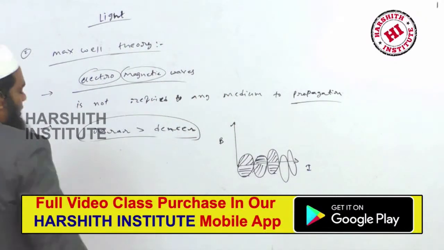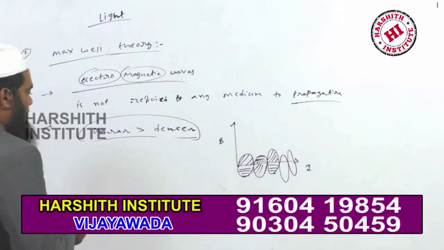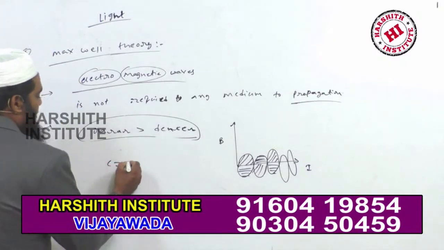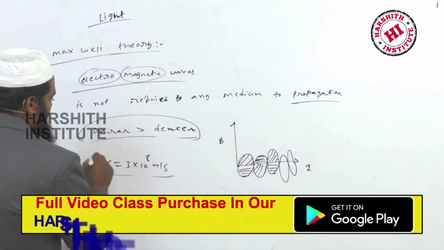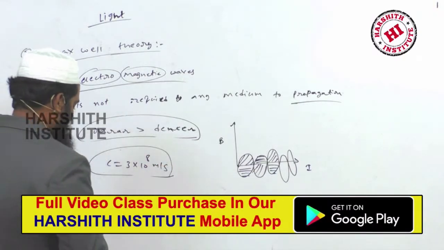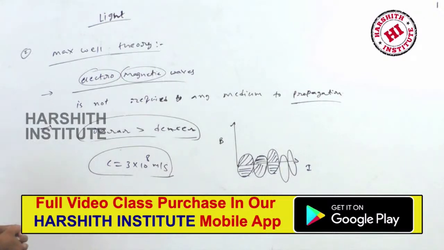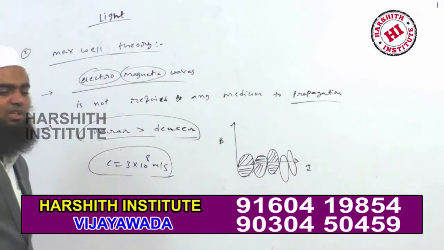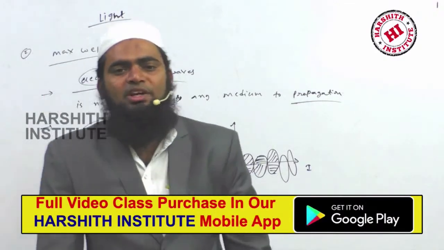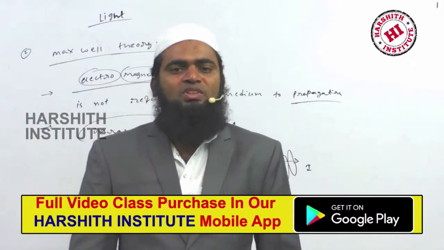The velocity of light in vacuum, C, has a value of 3 into 10 power 8 meters per second. This is the maximum velocity of light in vacuum. If the medium is changed, the velocity also changes. It depends upon the nature of the medium, the nature of the material also.